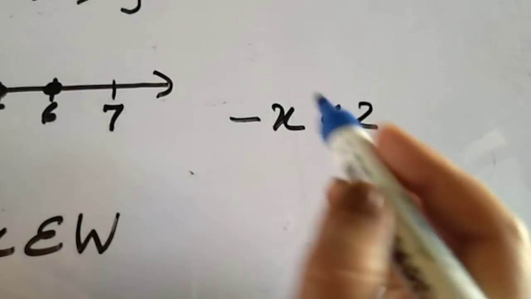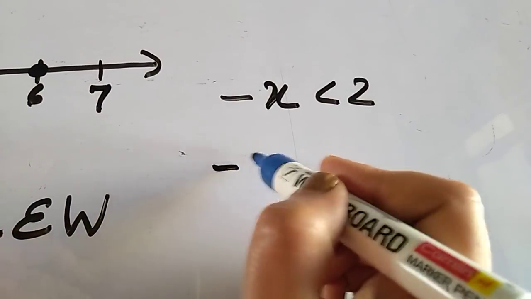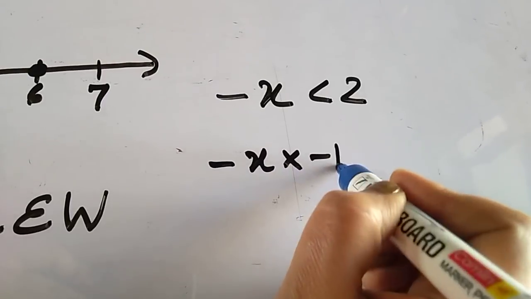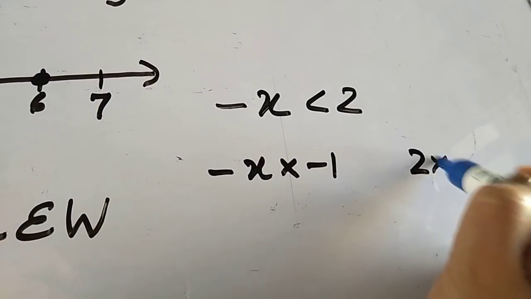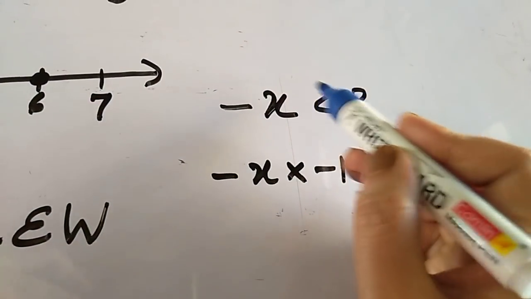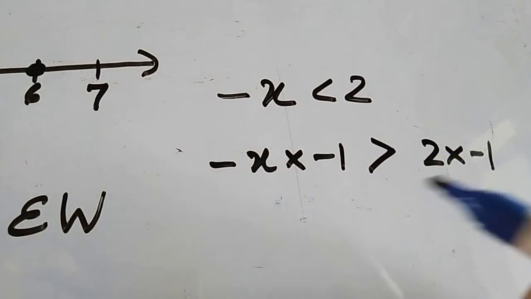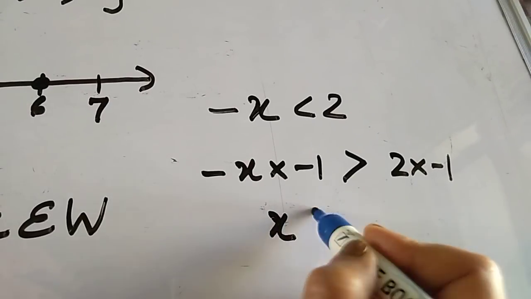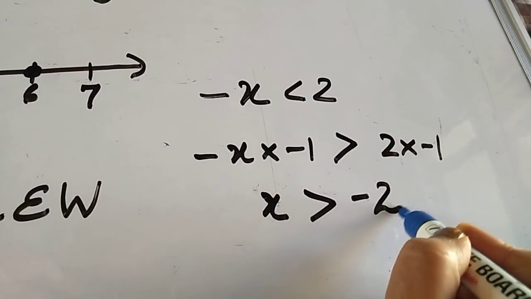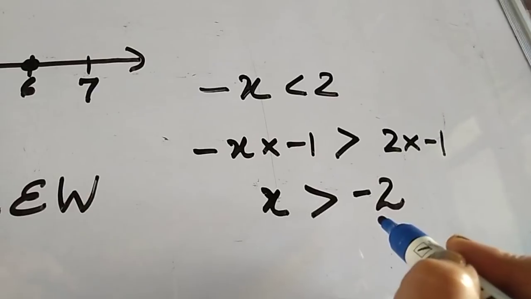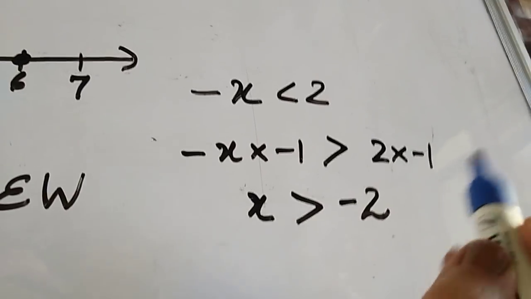Yes, if I multiply this minus x by minus 1, and here also I have to multiply by minus 1, then it reverses the sign of the inequality. This less than will become greater than, and then x becomes greater than. This is a very, very important part in inequality. Children, try to understand this. And why is it happening?